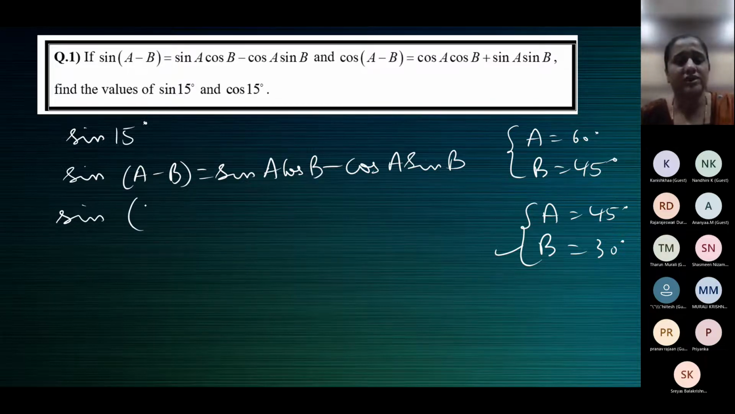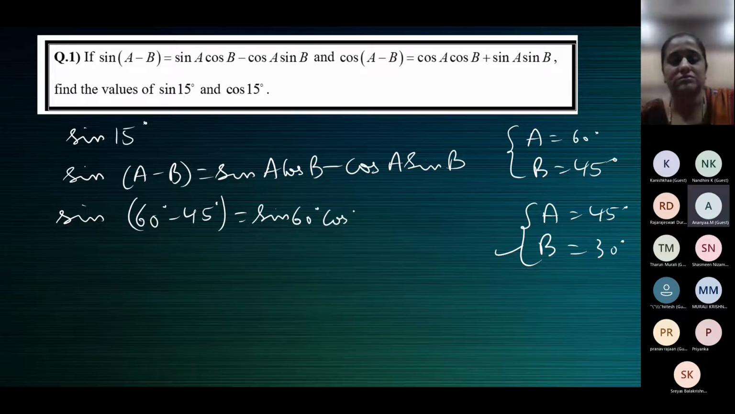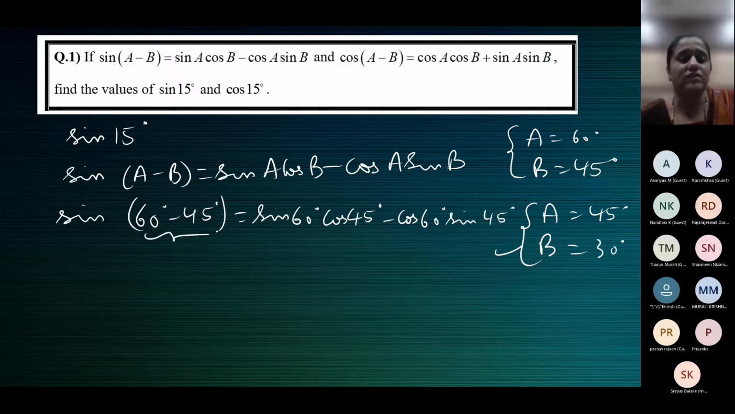Supposing you use the first one, what do you get? I'll have to construct this formula using A as 60 and B as 45. So what do I write here? Sine of A, sine 60 degrees, cos 45 degrees, minus cos 60 degrees, sine 45 degrees. Now, what is 60 minus 45? Sine 15 degrees is equal to, now where will you get the value of sine 60 from?